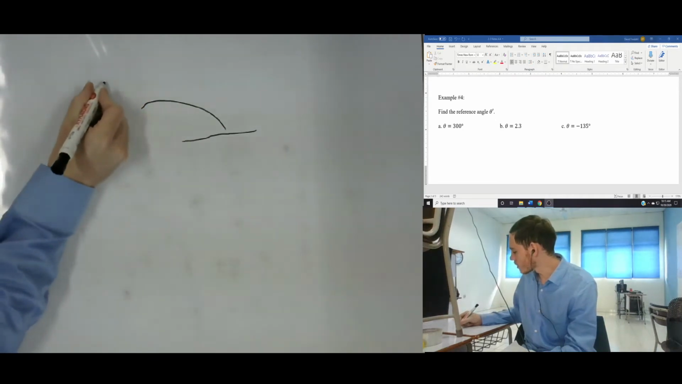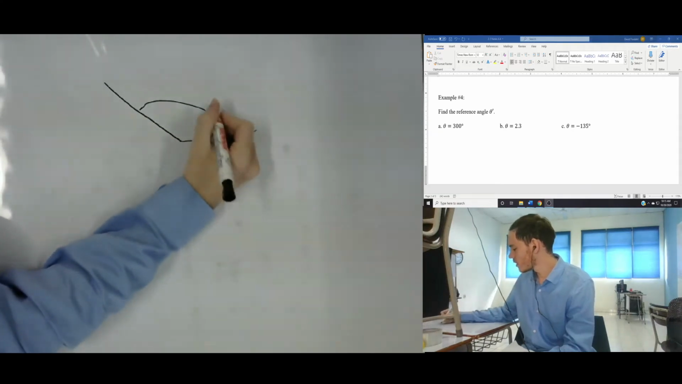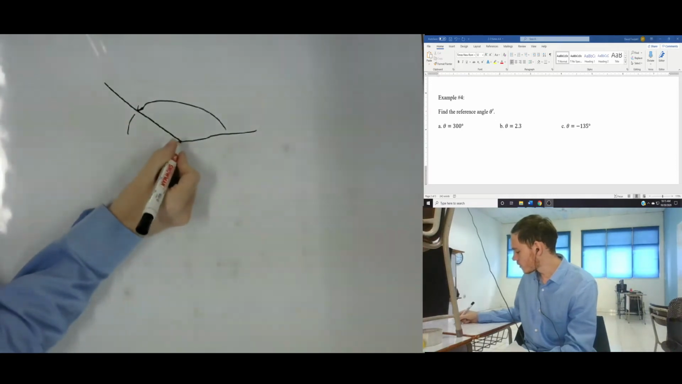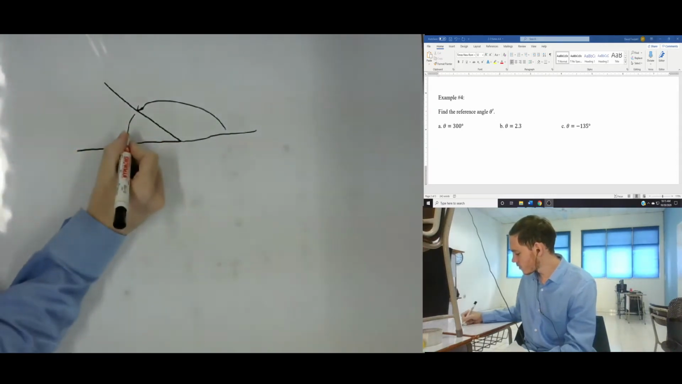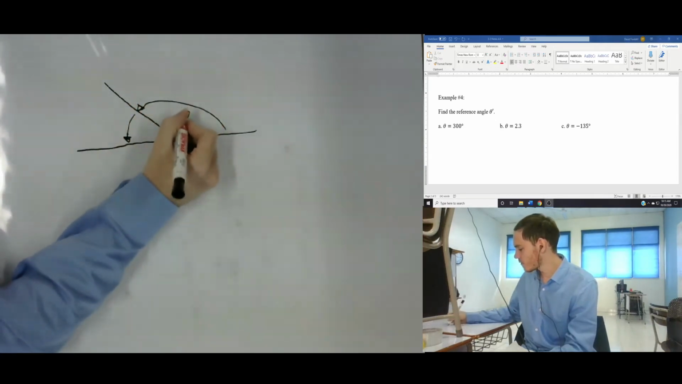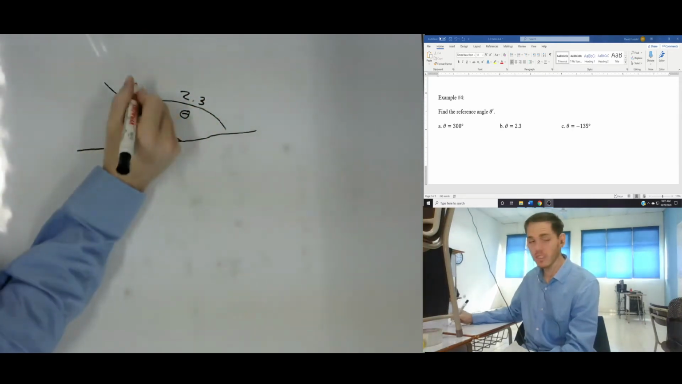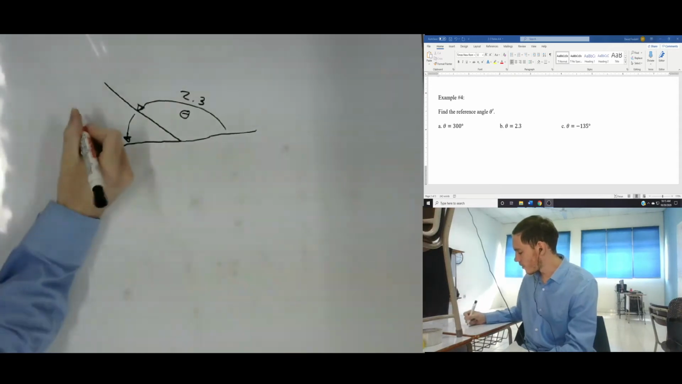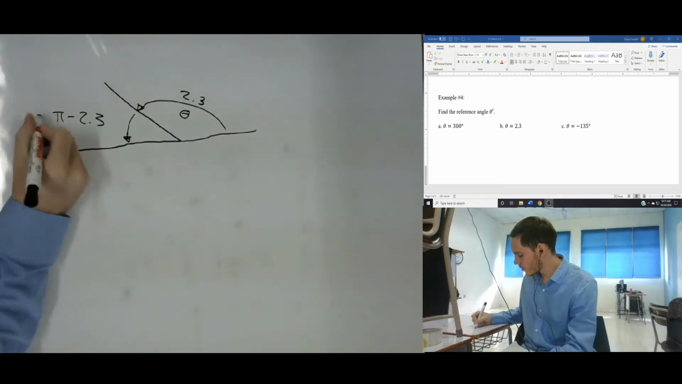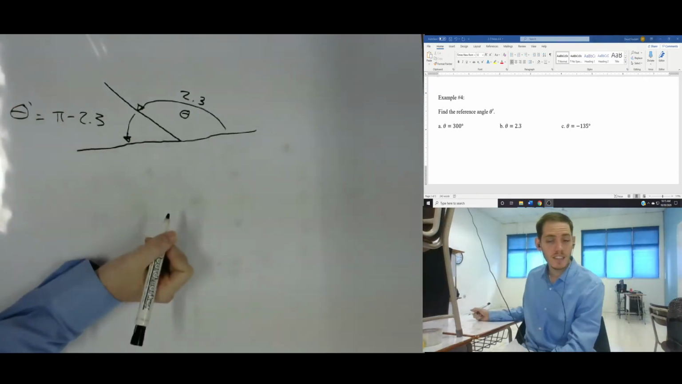So theta equals 2.3. So this is theta, and we're going to find out its reference angle right here. Okay, so this is theta of 2.3. So this is in quadrant 2. So we do pi minus 2.3 equals theta prime. Okay? And that's all you do for that one.